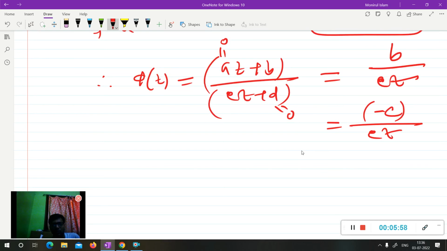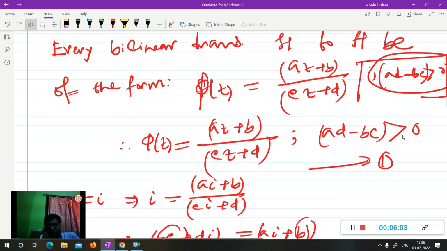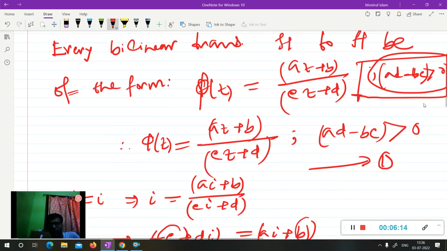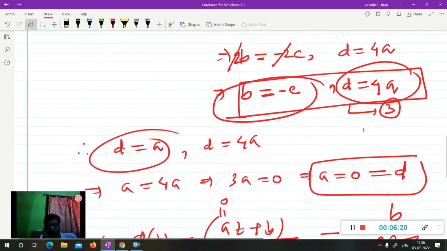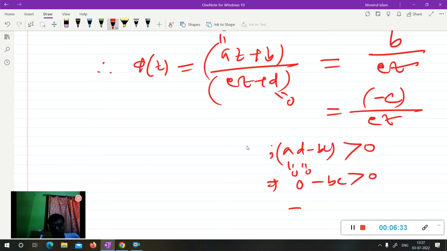Here one more condition we have: ad minus bc greater than 0. This condition only ensures that the upper plane maps to the upper plane, so you have to use this condition. Now here a is 0, d is 0, both are 0. So this gives 0 minus bc greater than 0. Now this gives minus bc greater than 0.